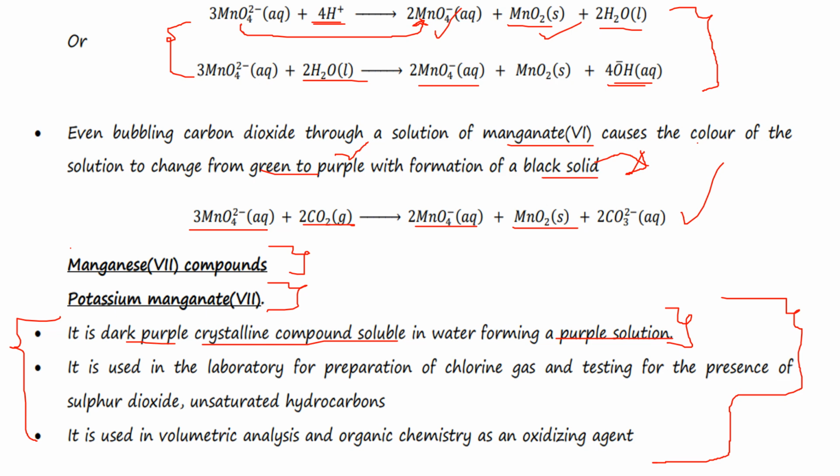So you're going to say that it's used in the laboratory for preparation of chlorine gas and testing for the presence of sulfur dioxide together with unsaturated hydrocarbons, because it's mostly used in organic analysis and practicals. Now it's used in volumetric analysis and organic chemistry as an oxidizing agent, which I've already talked about earlier on.